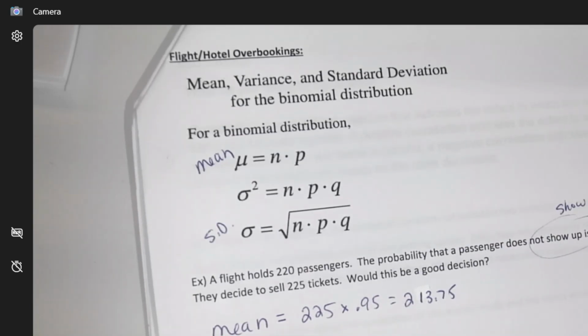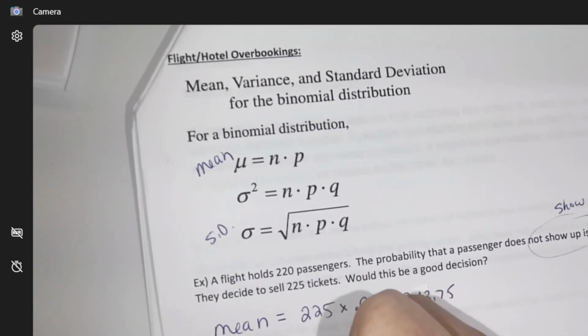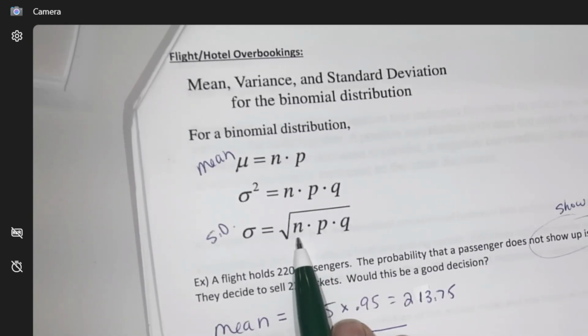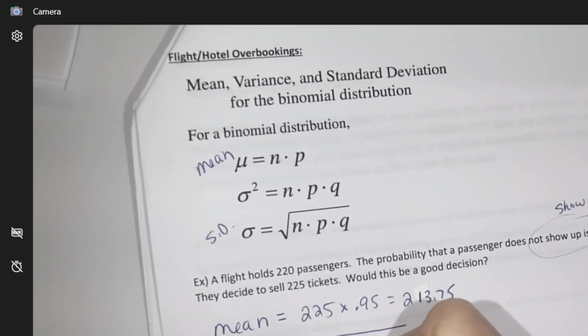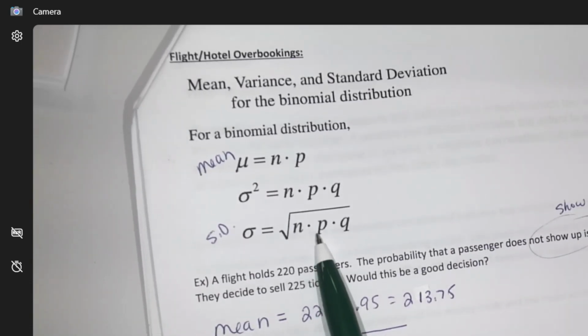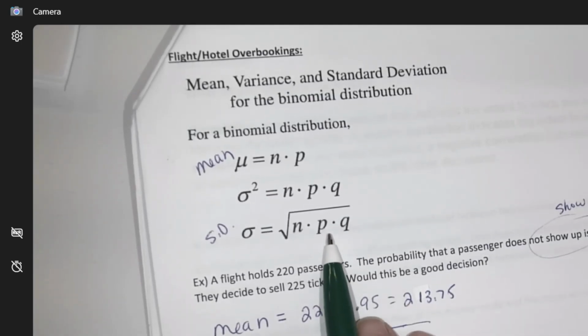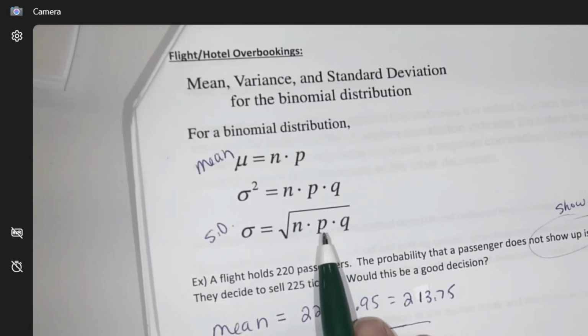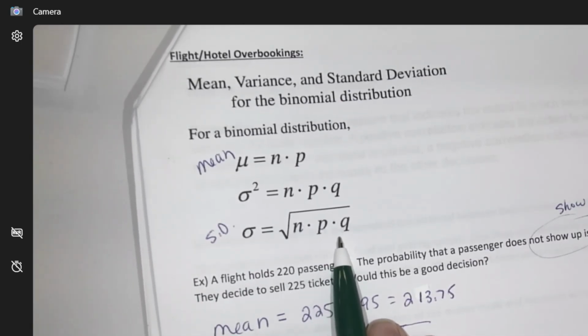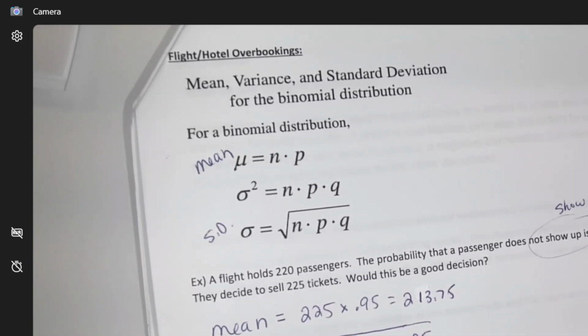Because you have 220. Okay, standard deviation equals the square root of n, which was the 225 tickets, times p, the probability of showing up, 95%, times q. P is the show, Q is the not show, so that would be 0.05. P and Q are always opposites, they add up to 100%, right?